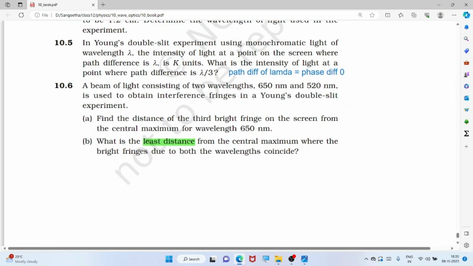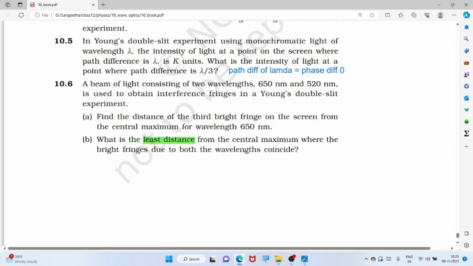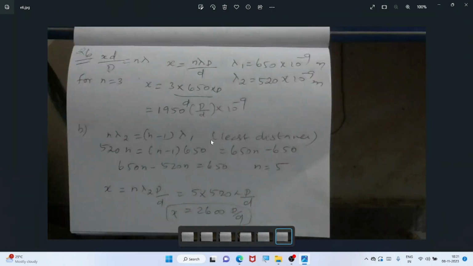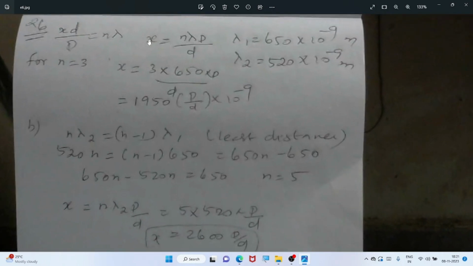A beam of light consisting of two wavelengths. Okay, two wavelengths used to obtain the interference fringes. Two wavelengths they are given. Find the distance of the third bright fringe, n equal to 3, on the screen from the central maximum, n equal to 0. They are asking for the least distance. Okay, this formula is there in the book. Lambda 1, lambda 2 is given. For n equal to 3, this is the distance from the center fringe.